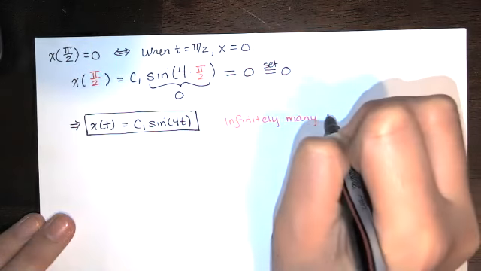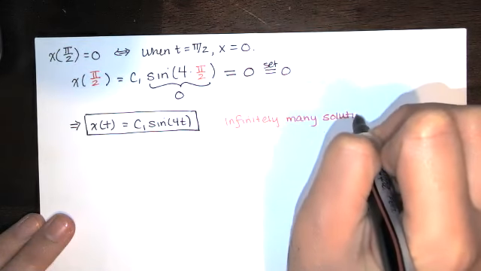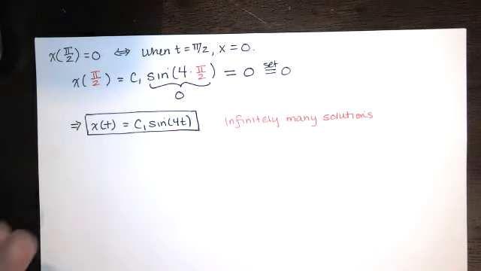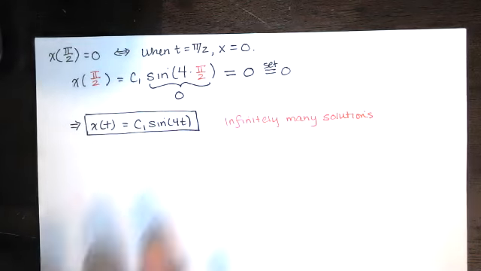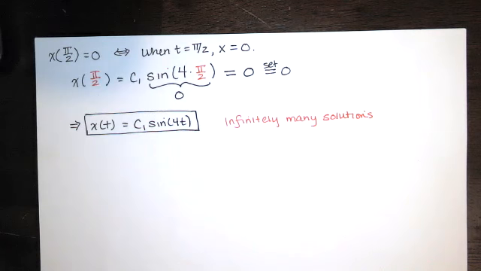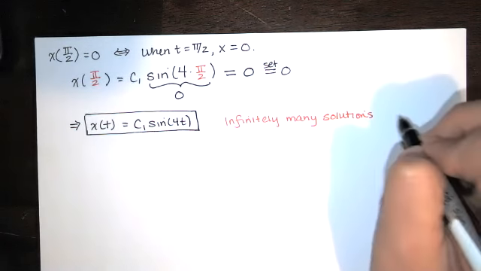Now I know it looks like you only have one solution, but there are infinitely many solutions there because that C1 can take on any value. Sine of 4t works. Negative 100 times sine of 4t works. 0 works. 5 times sine of 4t works. Any real number C1 that you choose will work. This is a solution to the boundary value problem.